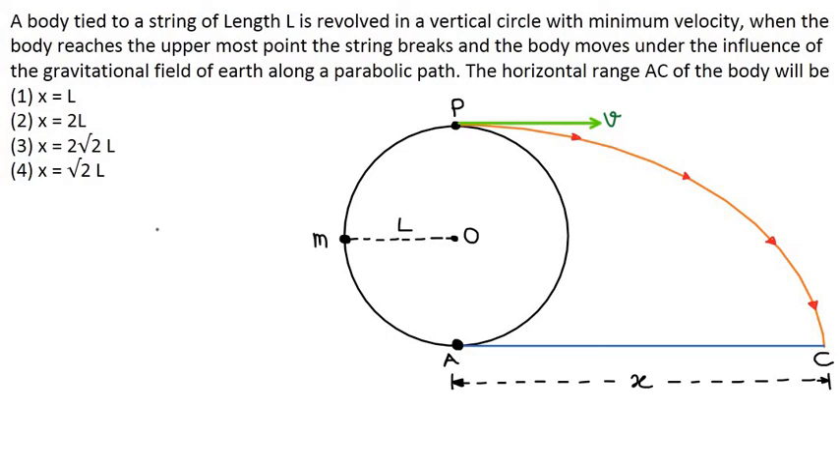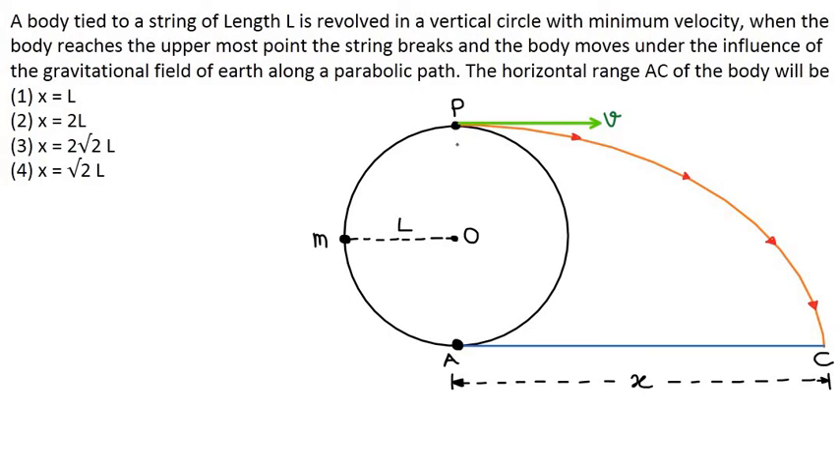This question belongs to vertical circular motion combined with projectile motion. A body tied to a string of length L is revolved in a vertical circle with minimum velocity. When the body reaches the uppermost point, the string breaks and the body moves under the influence of the gravitational field of Earth along a parabolic path. The horizontal range AC of the body will be which of these four options?